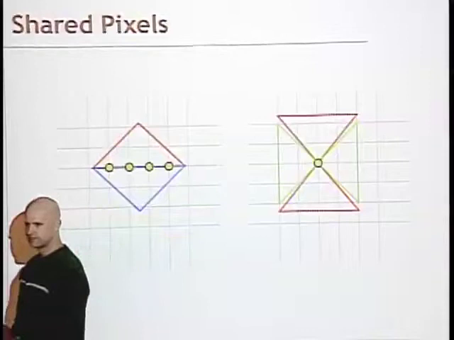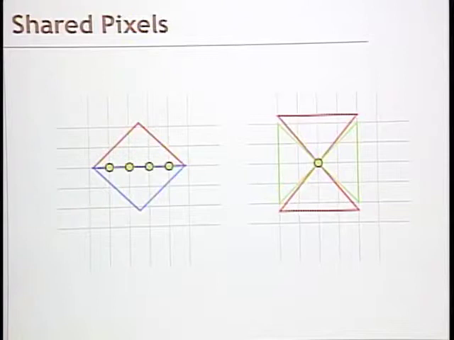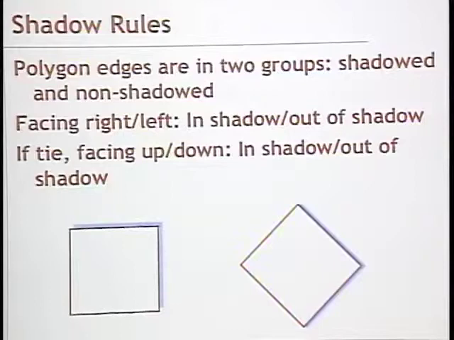Okay, so the rules that we're going to have to do this have to distinguish these facts. The first one I'm going to show is rules for how we deal with this situation. What happens when you have a shared edge? The rules we're going to have are what we call shadow edges. Every edge is either in shadow or not in shadow.